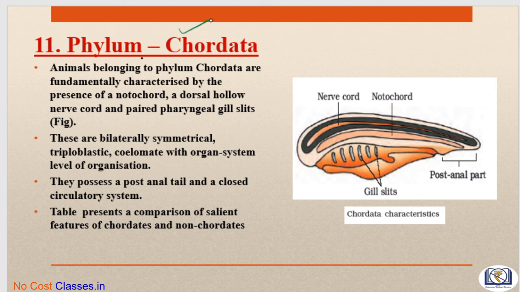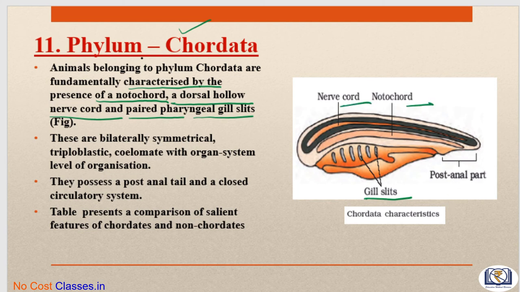So phylum Chordata, animals belonging to the phylum Chordata, they are fundamentally characterized by the presence of a notochord, a dorsal hollow nerve cord, and the paired pharyngeal gill slits. Please remember, these are very, very important points here. This is gill slit, notochord, and the nerve cord present here.